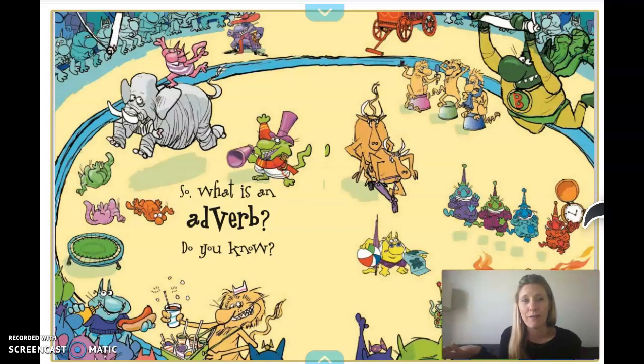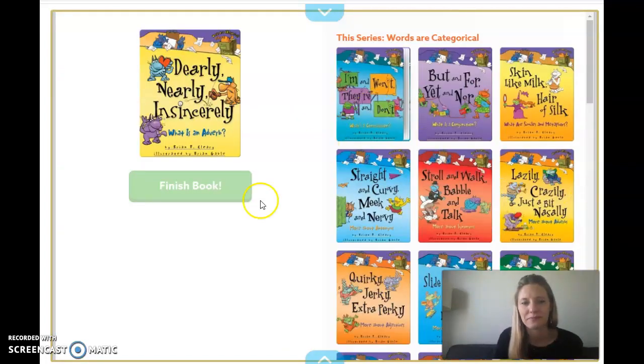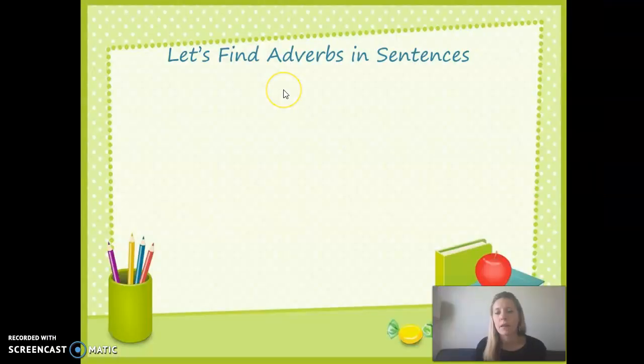So what is an adverb? Do you know? So now that you know a little bit more about adverbs, let's find adverbs in sentences.